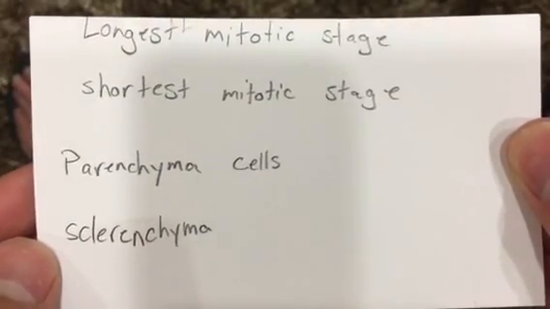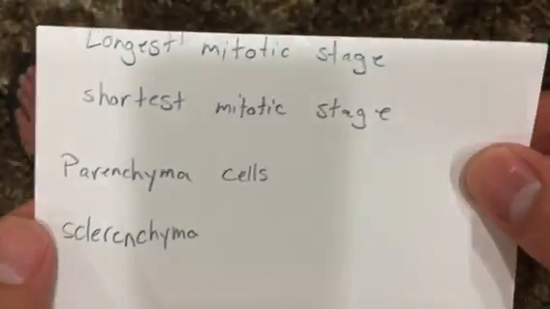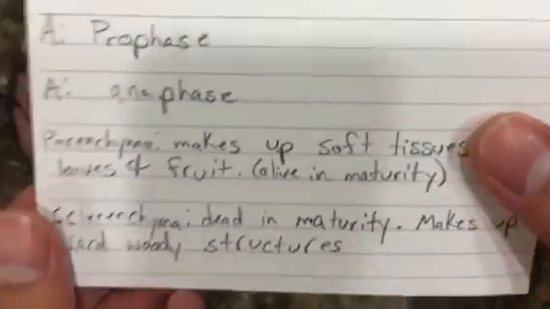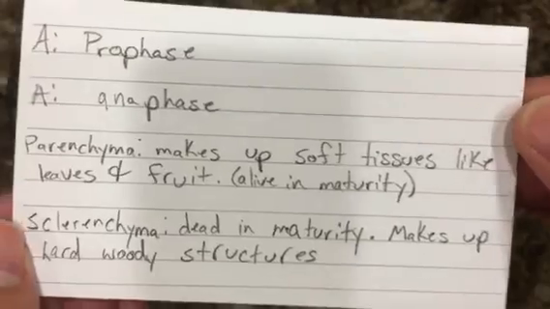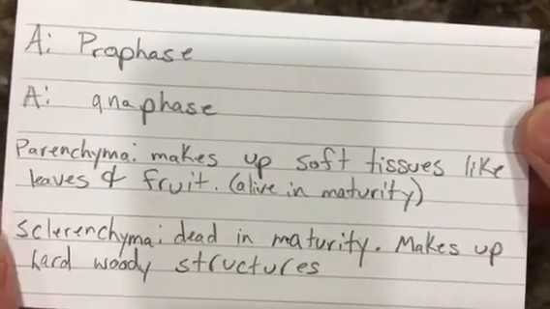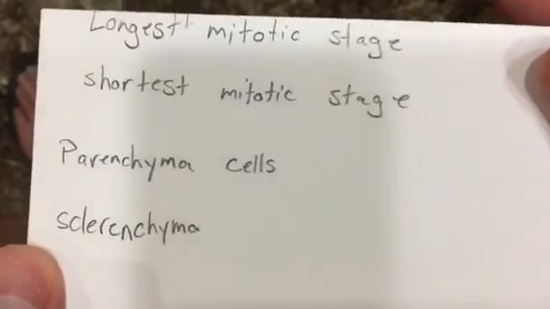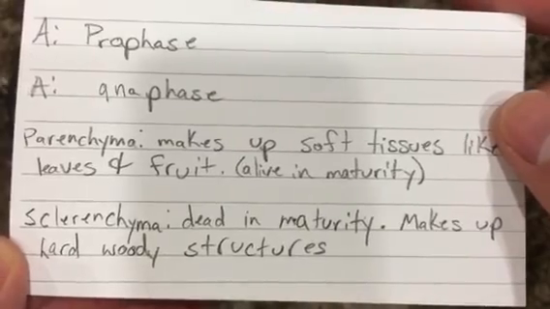Longest mitotic stage. The longest mitotic stage is prophase. The shortest mitotic stage is anaphase. Parenchyma cells make up soft tissues like leaves and fruit, alive in maturity. Sclerenchyma, dead in maturity, make up hard, woody structures.